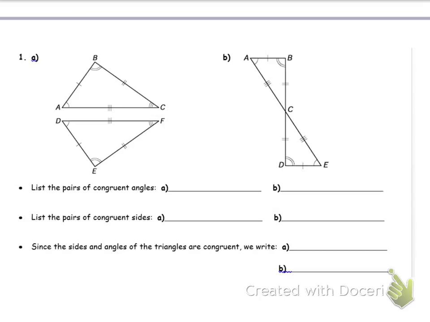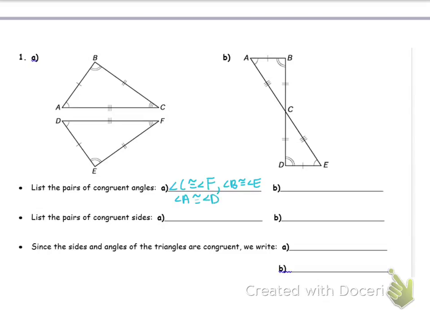Okay, so my first one, list the pair of congruent angles. I'm just looking at A here. It says angle C is congruent to angle F. So there's my C and F, they both have 3. And I'm going to do my doubles. So angle B is congruent to angle E. And my singles are angle A and angle D.